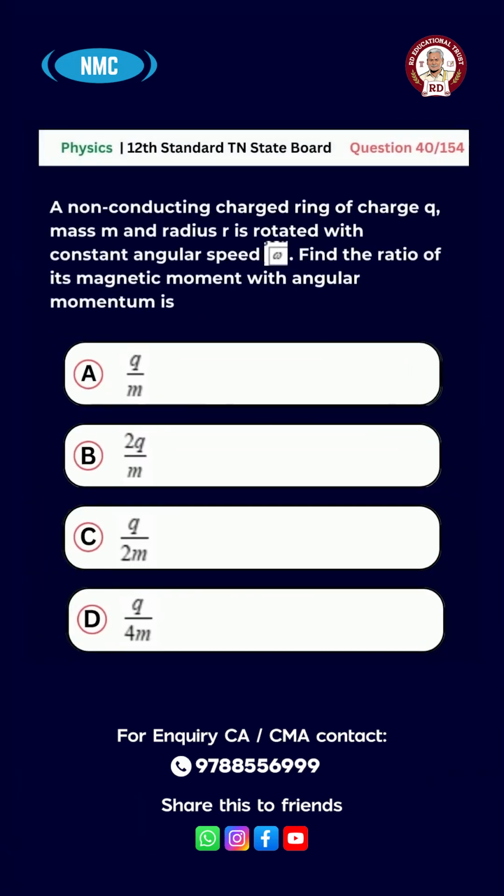Question number 40. A non-conducting charged ring carrying a charge of Q, mass M and radius R is rotated about its axis with constant angular speed omega. Find the ratio of its magnetic moment with angular momentum. Option A, Q by M; B, 2Q by M; C, Q by 2M; D, Q by 4M. And the right answer is option C, Q by 2M.